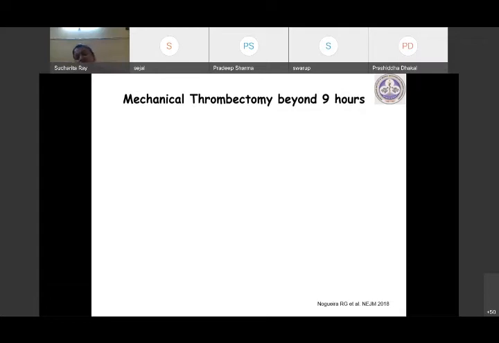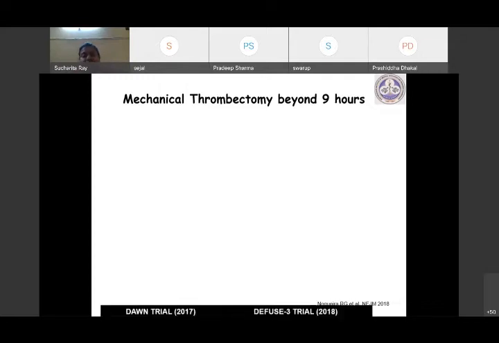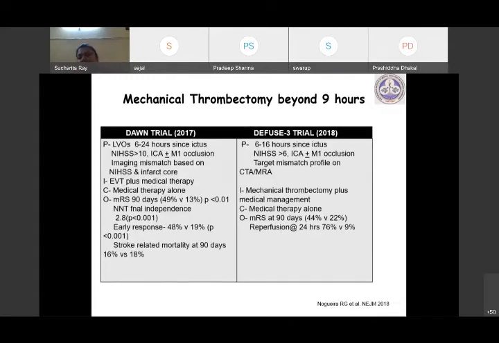But there was a large vessel occlusion, and a lot of us during our times used to give low molecular weight heparin to kind of dissolve the clot. At that time nobody dared to do mechanical thrombectomy beyond 9 hours. But now the evidence is screaming, and we have two huge trials which were done in 2017 and 18. No need to go into the details of it.